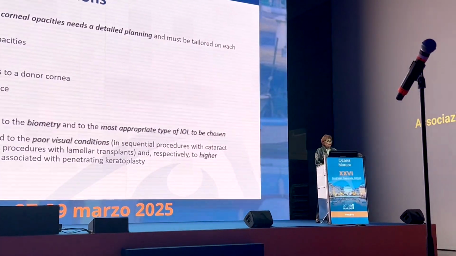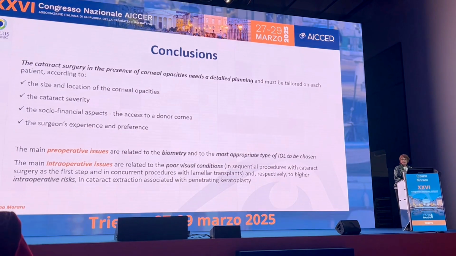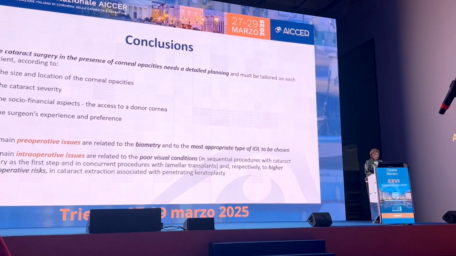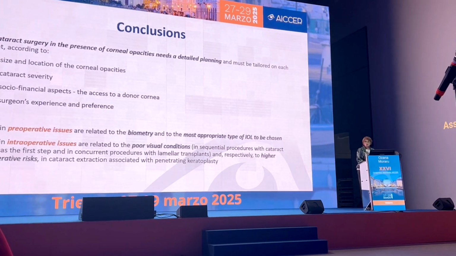In conclusion, cataract surgery in the presence of corneal opacities needs detailed planning and must be tailored to each patient according to several things, among which the size and location of the corneal opacities, the cataract severity, and the surgeon's experience and preference.